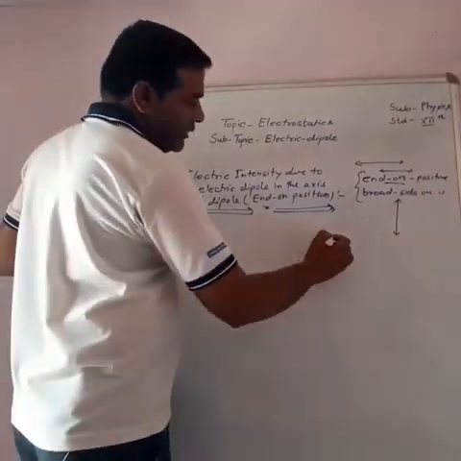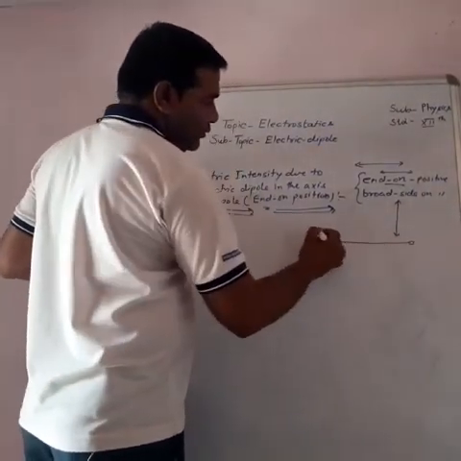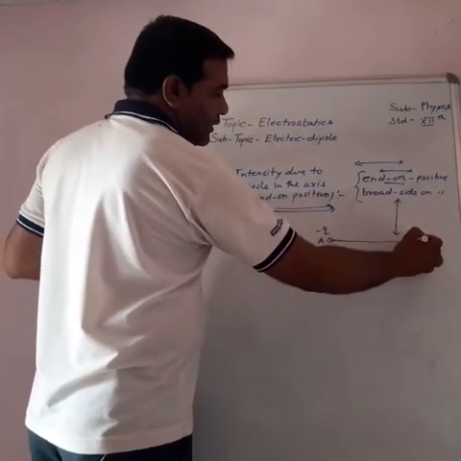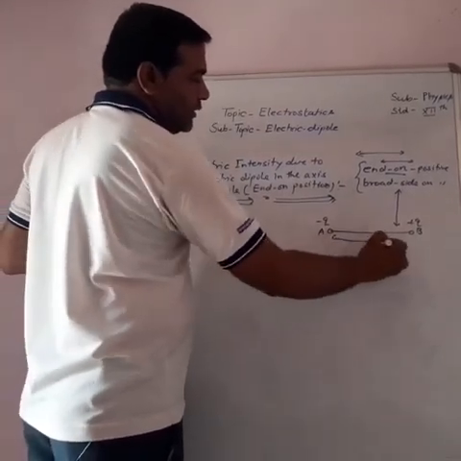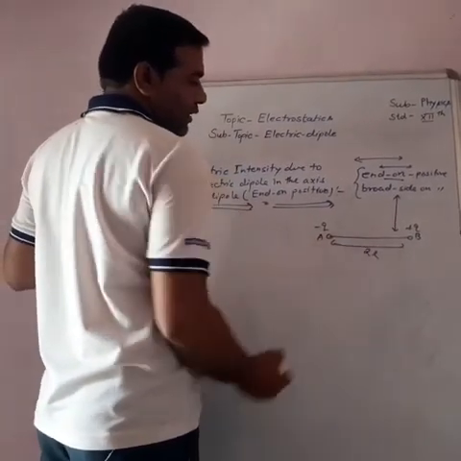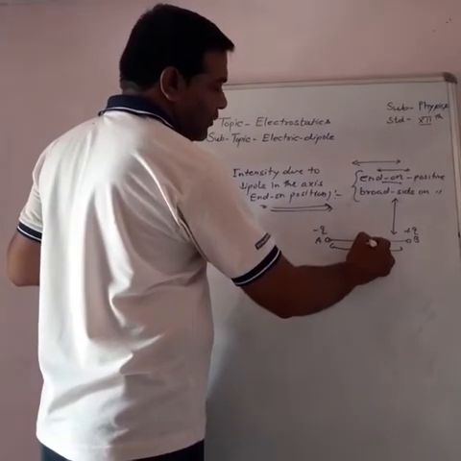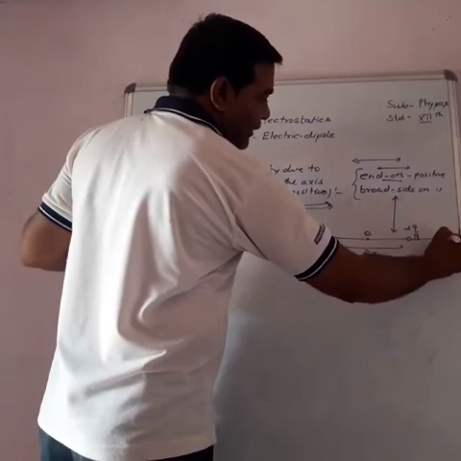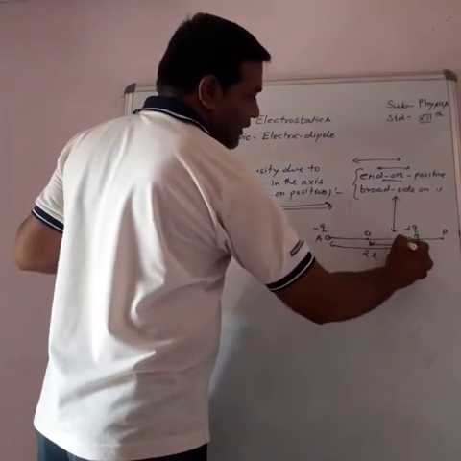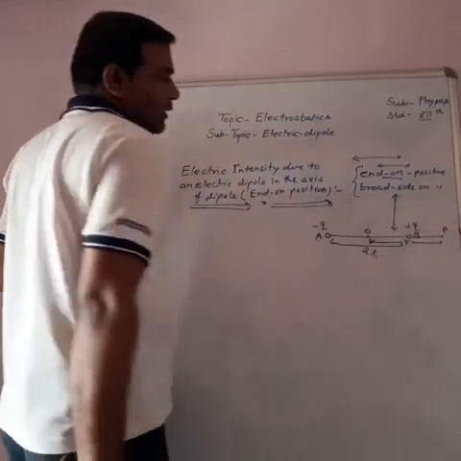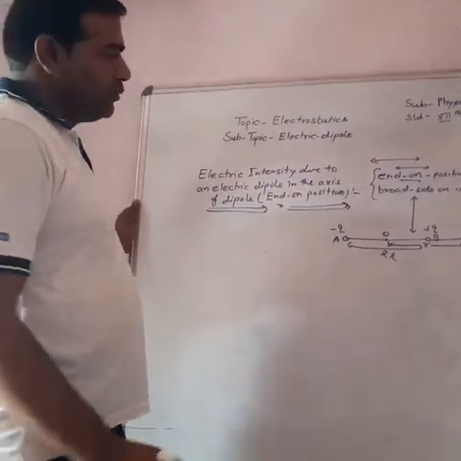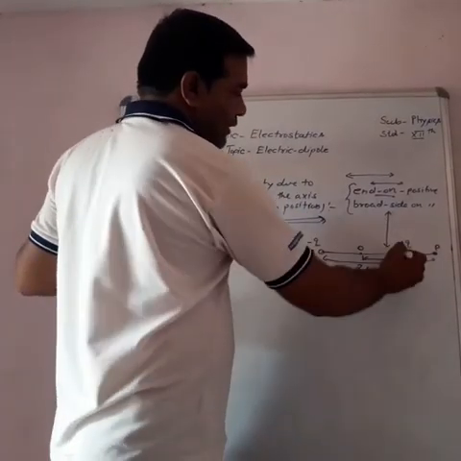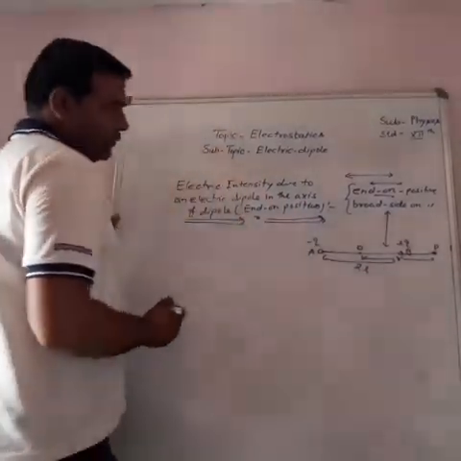For this, suppose two charges minus q and plus q make a dipole AB and the distance between them is 2L. Let a point P be at a distance R from the midpoint of AB in the end-on position. So we have to calculate the electric intensity at point P.